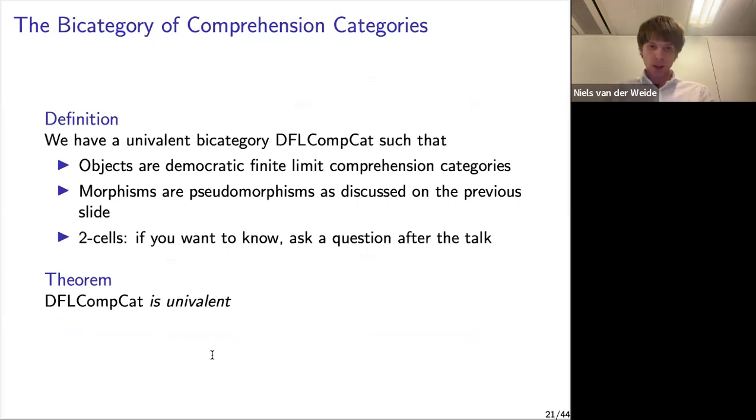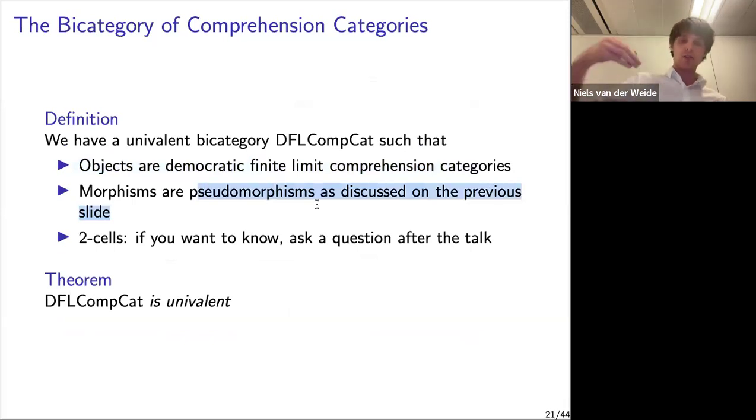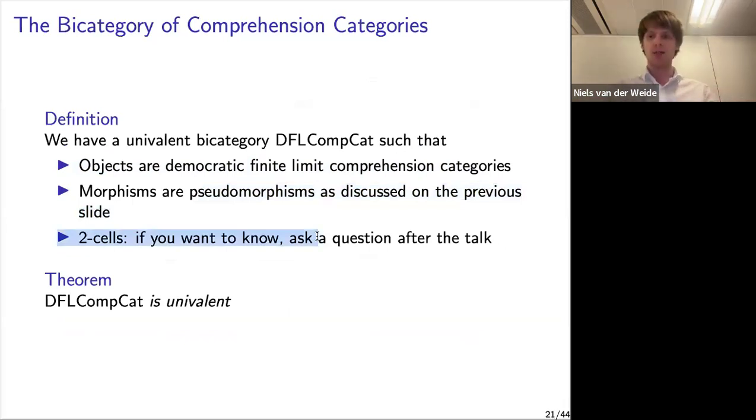And then we can define this bicategory. The objects are the things that I mentioned before, so comprehension categories with all of these requirements. Morphisms are the morphisms that are defined on the previous slide. And for the two-cells, if you want to know, you can ask. There is a bit more notation, so the two-cells I will leave to your imagination or for the Q&A. And one can show that this gives rise to a univalent bicategory, meaning that such comprehension categories are identified up to adjoint equivalence. So if two comprehension categories are adjoint equivalent, then they have the same properties.